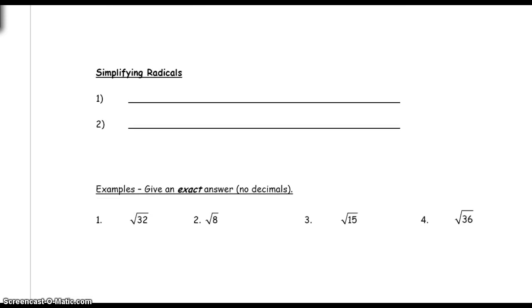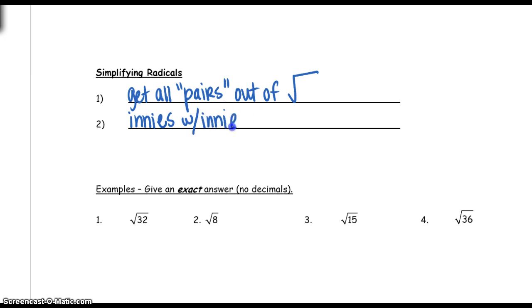We're going to simplify some radicals today, and there's 2 rules that I follow, and they're not very mathematical. They're just what helps me do these problems. So just make sure to get all pairs out of the radical. So get all the pairs out of the radical. And then remember, the innies go with innies, and I'll explain what that terminology is in a minute. Innies go with innies, outies go with outies, okay?